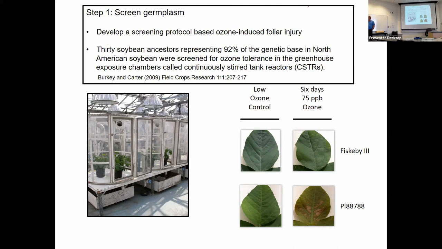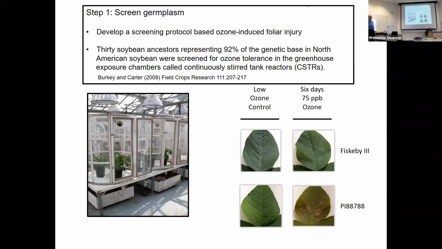So what we did was we screened these ancestors in a series of ozone chambers that we have at the Method Road greenhouse. We've got a greenhouse bay with 20 of these different chambers, so we can look at lots of different genotypes. We're growing them in pots. We can control the ozone concentration in each of these chambers individually.